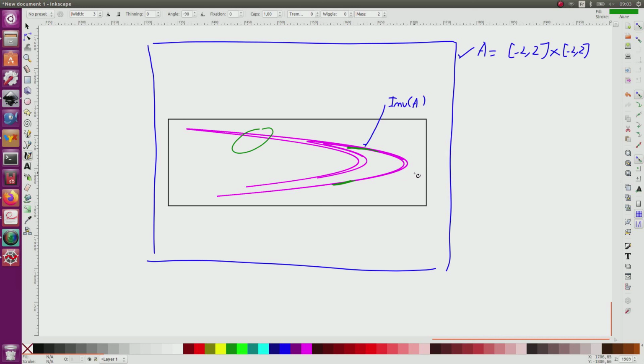This invariant set is called an attractor because here it is stable. Moreover, it is more than an attractor. It is well known because it is a strange attractor. So why is it a strange attractor? Because it has a fractal structure.